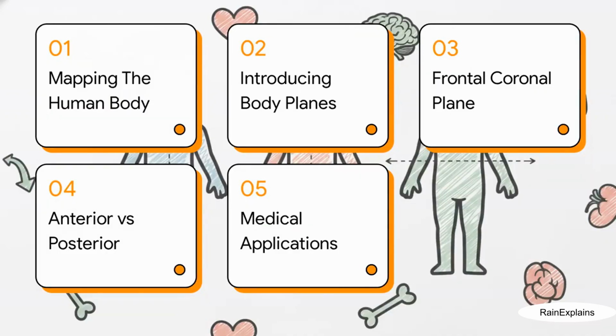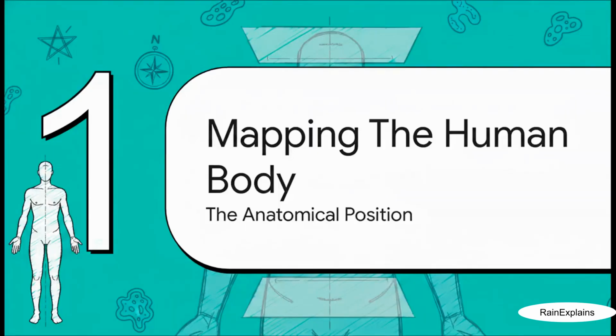To keep us all from getting lost, here is the roadmap for today's explainer. 1. Mapping the human body. 2. Introducing body planes. 3. The frontal coronal plane. 4. Anterior versus posterior. And finally, 5. Real-world medical applications. All right, let's jump straight into Section 1, Mapping the Human Body.